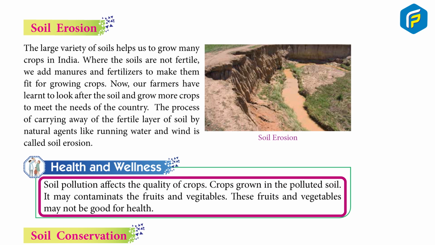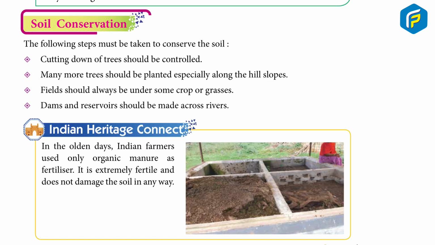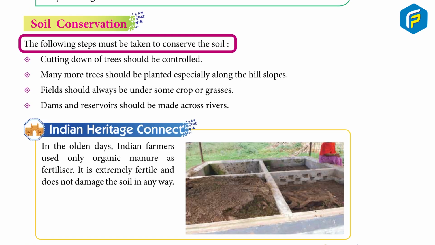Soil pollution affects the quality of crops grown in the polluted soil. It may contaminate the fruits and vegetables. These fruits and vegetables may not be good for health. Soil conservation. The following steps must be taken to conserve the soil.